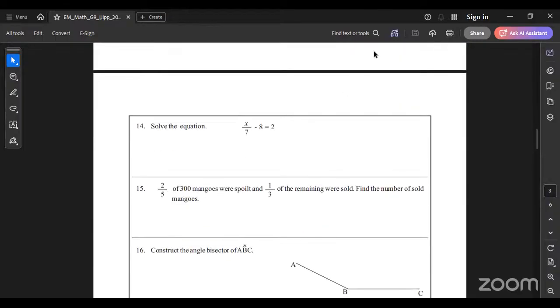Question number 40. X over 7 minus 8 equal to 2. First remove the minus 8 by adding 8 to both sides, then 2 plus 8, x over 7 equals 10. So x over 7 is dividing by 7. You can cancel out by multiplying both sides by 7. Then x equals 70.